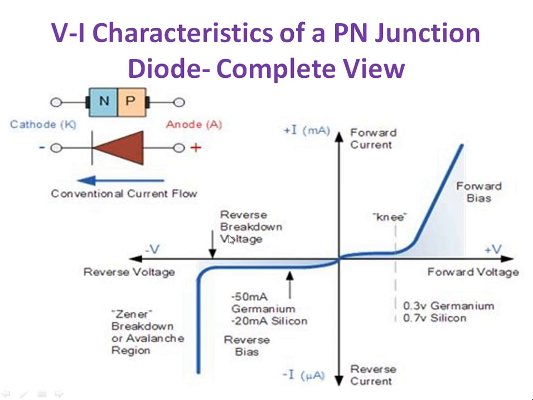So this is the complete VI characteristics of your PN junction diode. In forward bias we are using a milliammeter, and during reverse bias we are using a microammeter, because during reverse bias the current is almost close to zero. This region is the knee point. This voltage is the reverse breakdown voltage. This voltage we call the forward breakdown voltage.